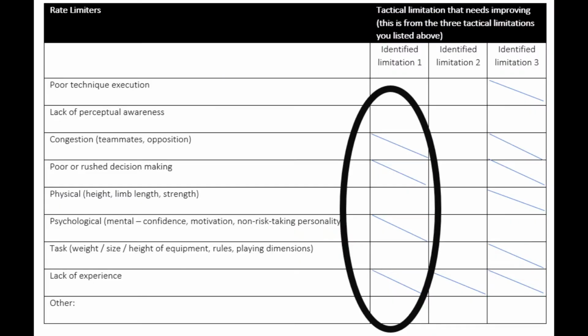Rate limiters that I have discovered include congestion, which revolves around teammates and opposition players; poor or rushed decision making, which is linked to the 3-second rule in netball; psychological, which is mental: confidence, motivation due to the lack of experience, and my non-risk-taking personality. Lastly, my lack of experience.